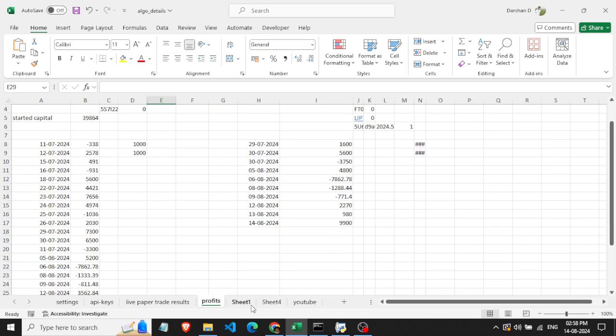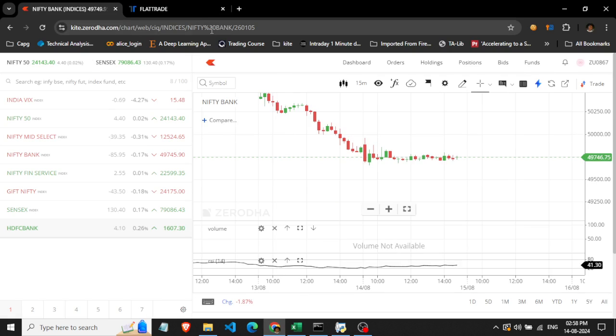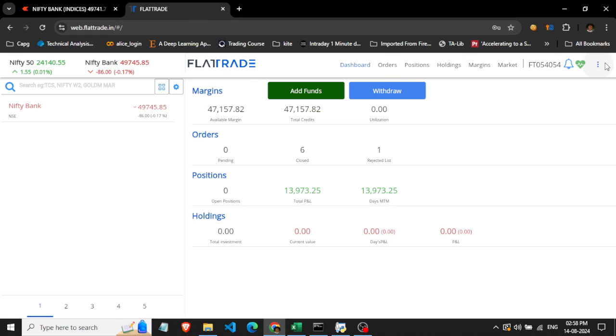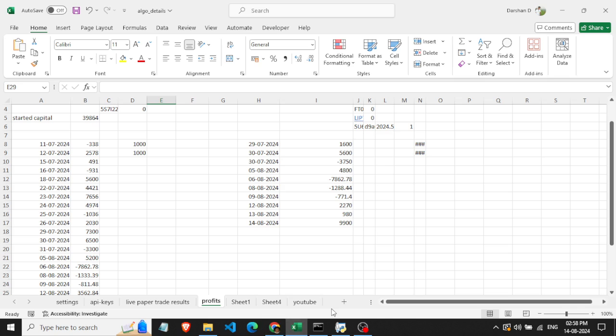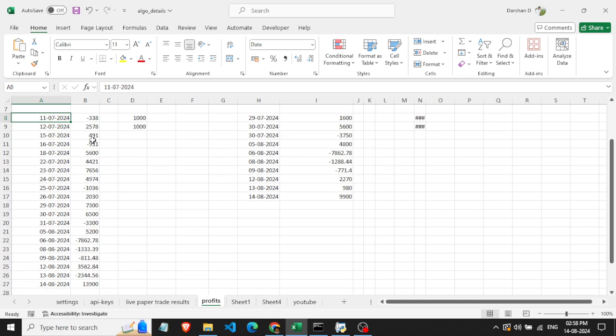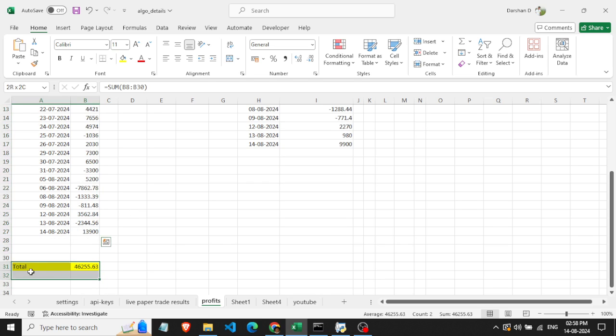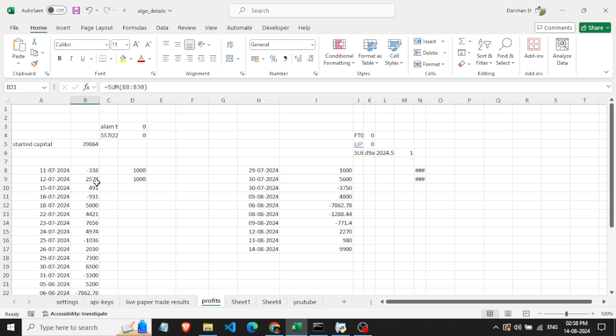Let me show the profits from the last 1 month. So this is the account which I am showing right now. Let me open the ledger. So we started on 11th July, and till now we have made a profit of 46,000 rupees. Total 46,000 rupees profit till now. Pretty well it is going. Started with 40,000 rupees capital.